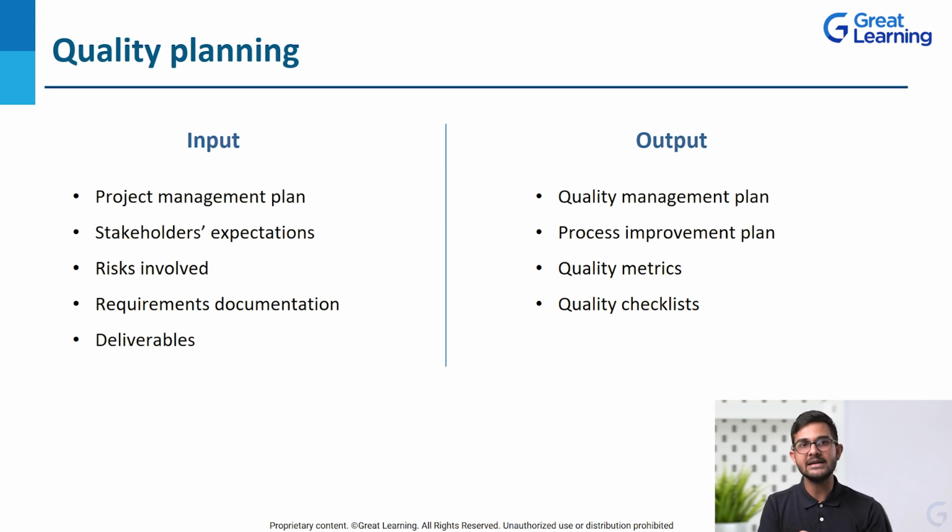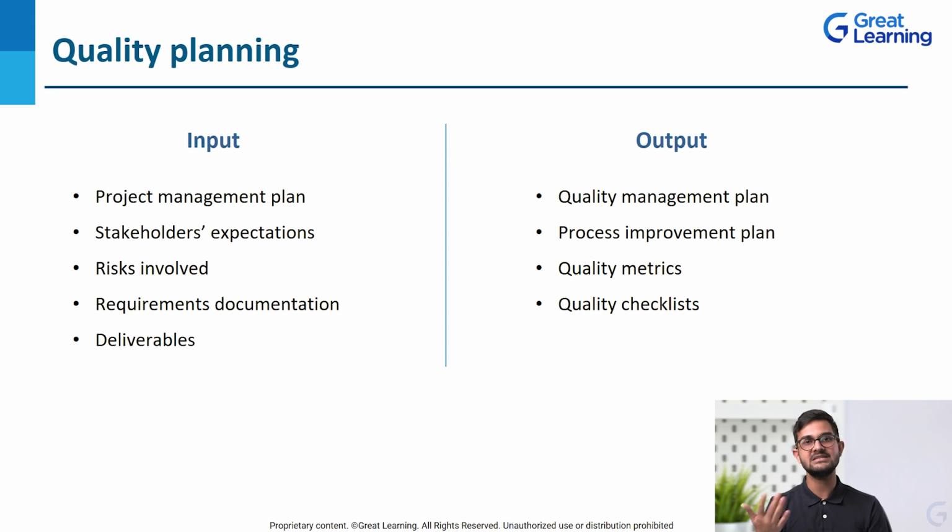Number one, quality management plan. So we will have a quality management plan ready from all these inputs. Then the process improvement plan will also be ready, because we know that's how we are going to manage the quality. And if we see a mismatch, how will we improve that? How will we cover that? That will also be decided in the quality planning phase.